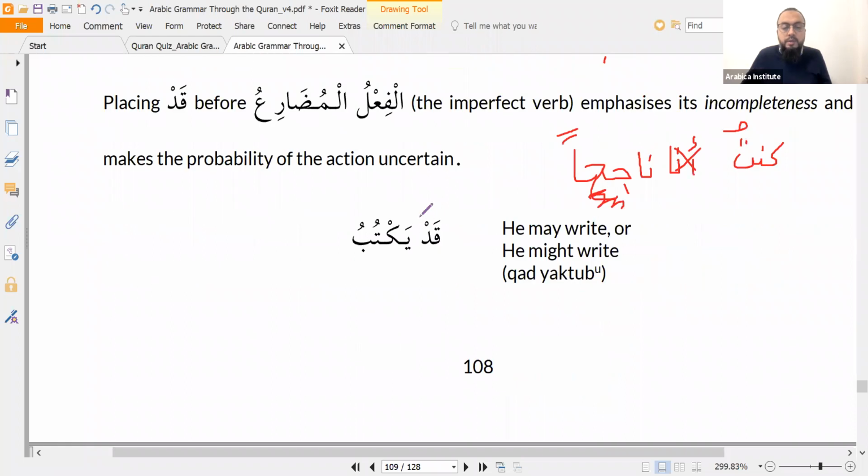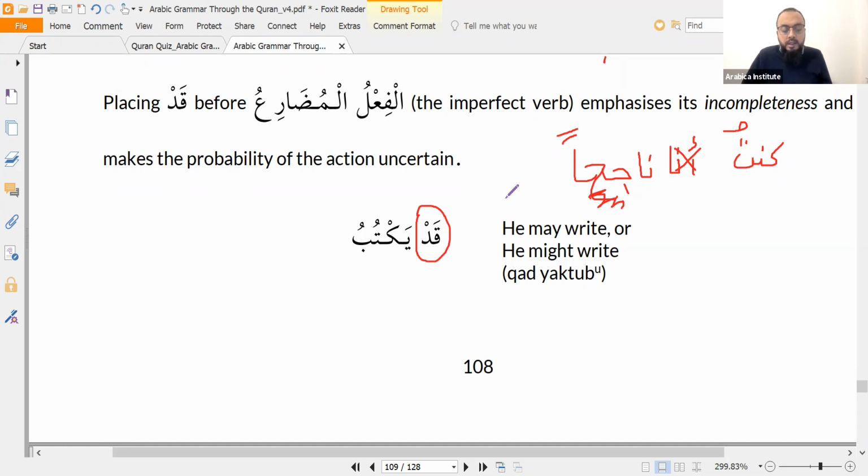All right. Now, what happens when you put this emphatic particle qad before an imperfect verb? Now, of course, qad emphasizes a perfect verb because it's perfect. So what do you think it will emphasize with an imperfect verb? Will it emphasize its imperfection? Yes. So qad makes the yaktubu into a maybe meaning. So qad yaktubu means he may write. So how would I say I might go tomorrow? قد أذهب غدا. Yeah. قد أذهب غدا. That's it. So you don't need any other word to produce a meaning of might or may.